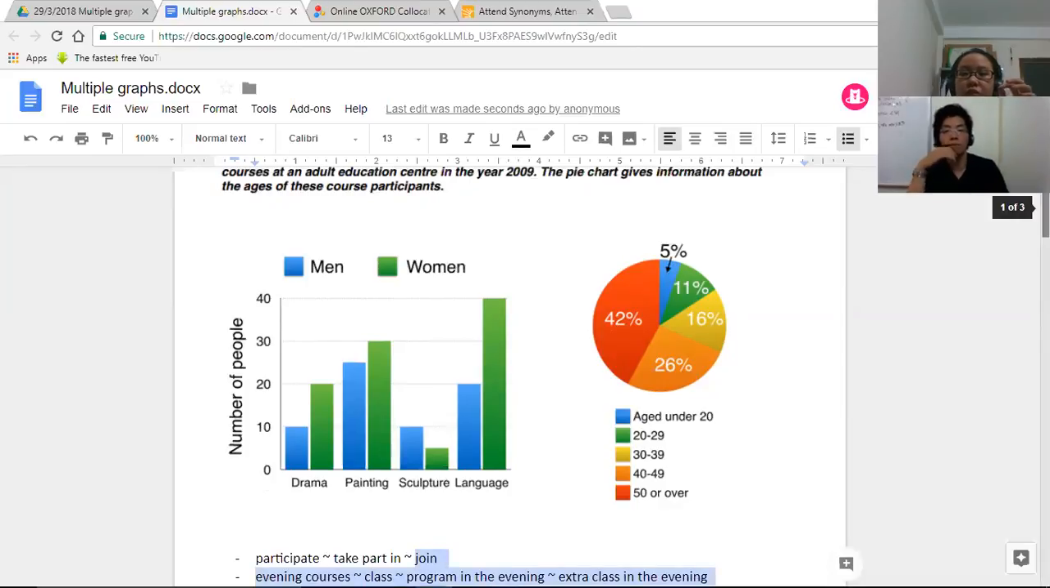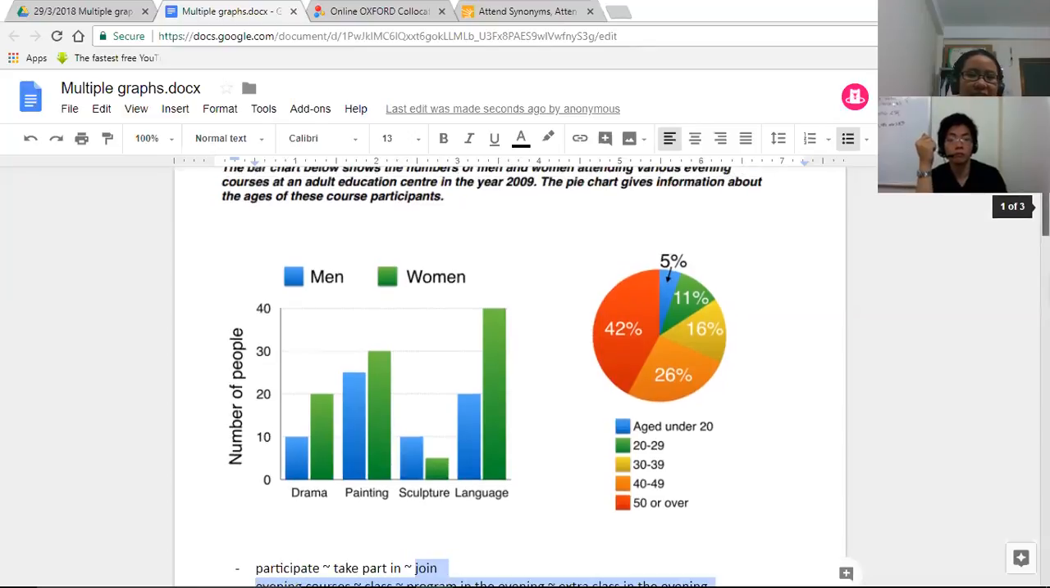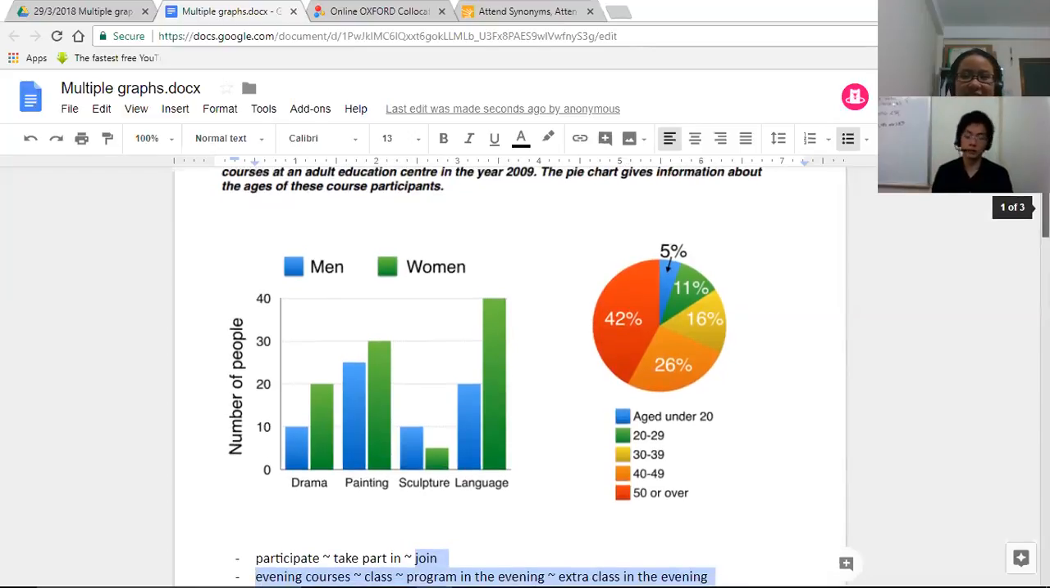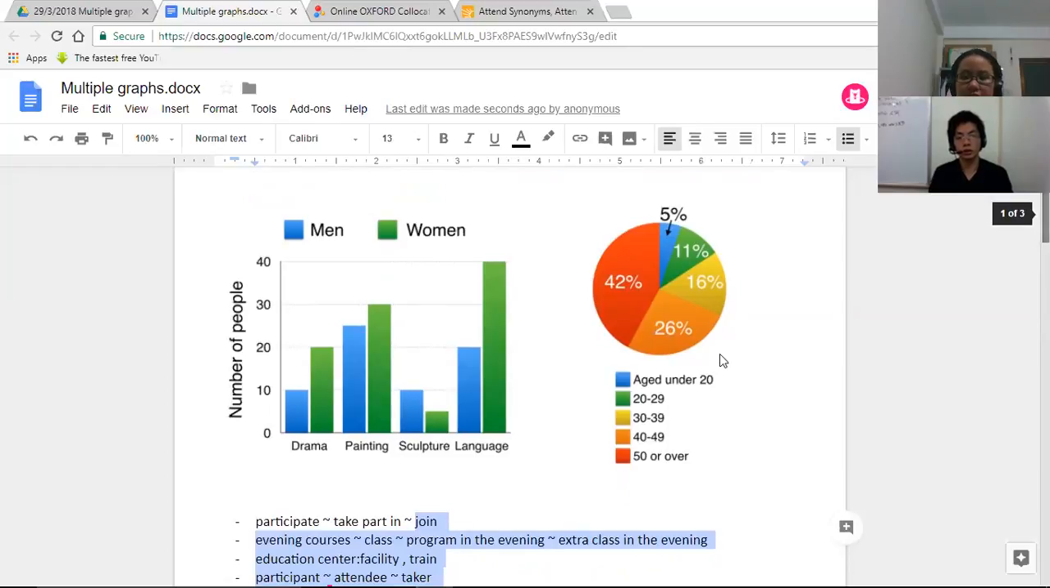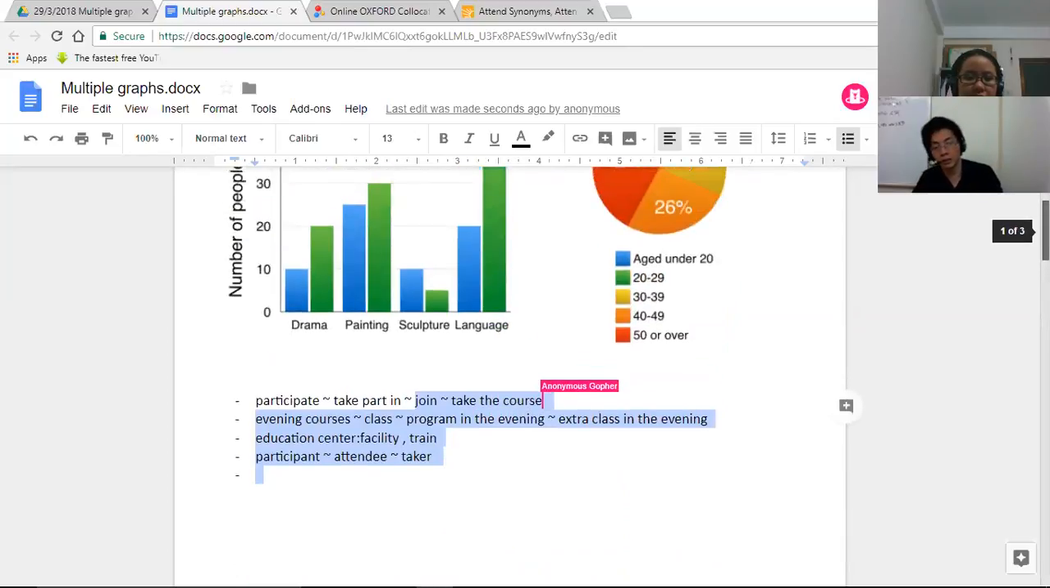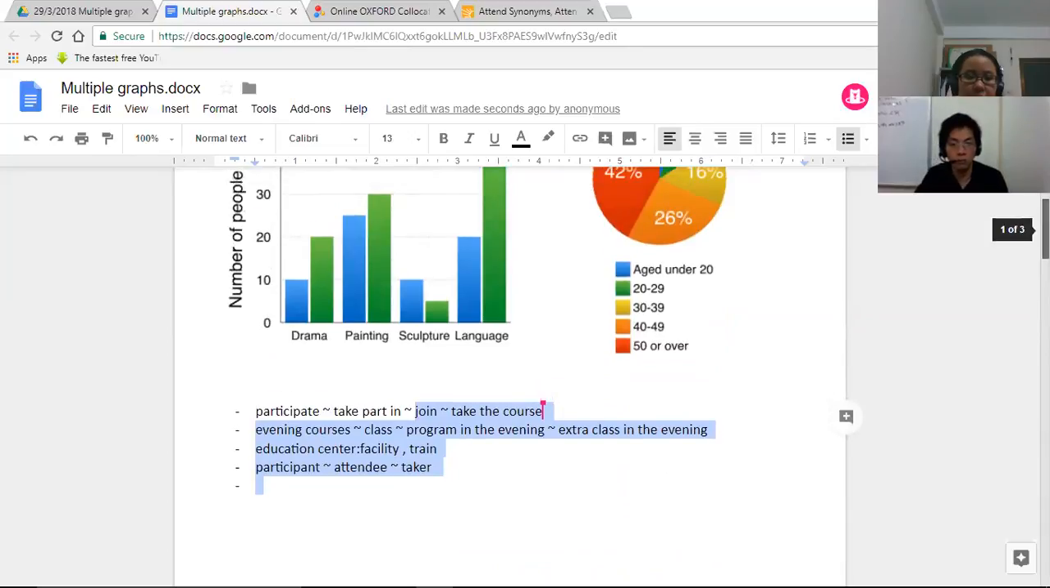Or you can choose to use the verb phrase. Like you say, 40 men took this course. It's a good collocation, right? Yes. So I should here take the course, take part in the course. Yeah.